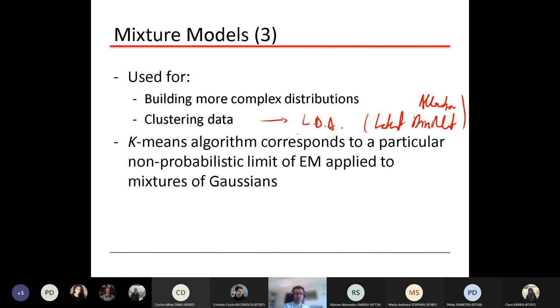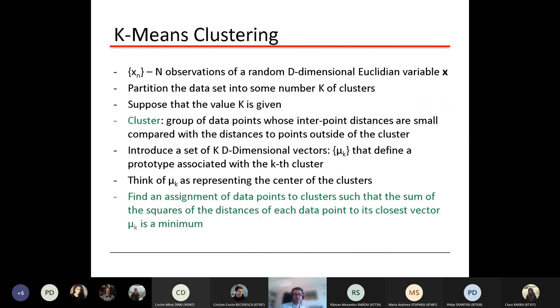Cool. So LDA is a more complex example of a mixture model. The simplest mixture model is provided by the K-means algorithm, which corresponds to a non-probabilistic limit of the expectation maximization algorithm applied to a mixture of Gaussians. So for a mixture of Gaussians, with specific conditions that we're going to see at the end of the class, we get to the simple K-means algorithm. And actually, we're going to start from it.